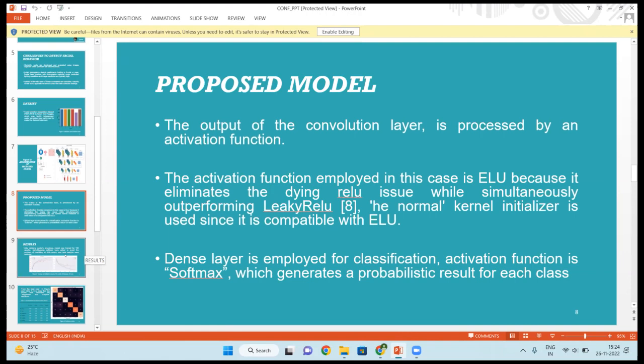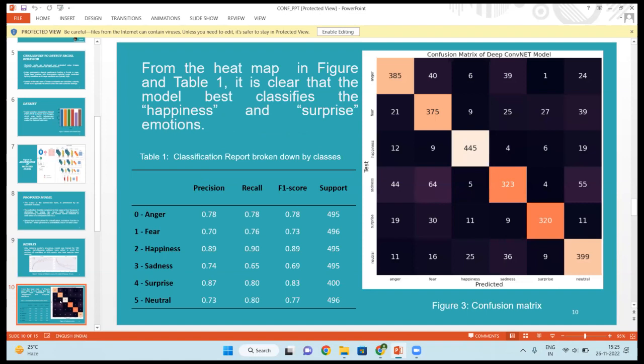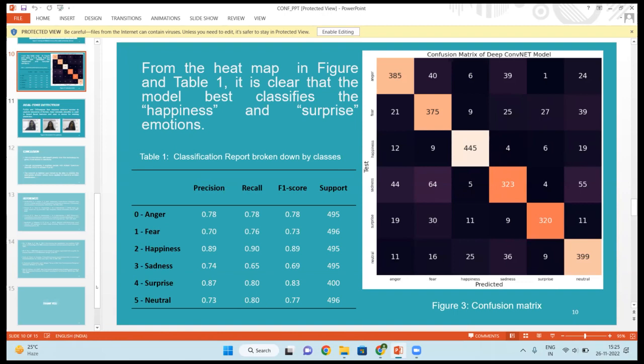Next slide, please. After defining the model structure, the model was trained for 100 epochs, and an early stopping callback was called to avoid the problem of overfitting at the 45th epoch, and the best weights were restored. The figure shows the training and the validation curves of accuracy and losses of the model. After training, testing data was sent to the model for making predictions and evaluating our model's results.